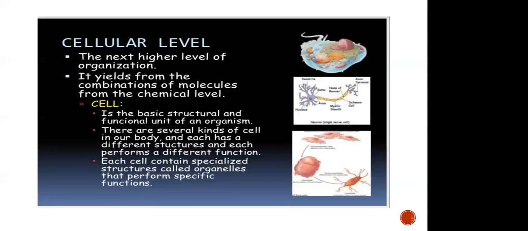Okay, note down, children: the cell is the basic structural and functional unit of an organism. There are several kinds of cells in our body, each with different structures, and each performs different functions. Each cell contains specialized structures called organelles that perform specific functions. So let us discuss: the cells are grouped to form a tissue. Let us see the next level.